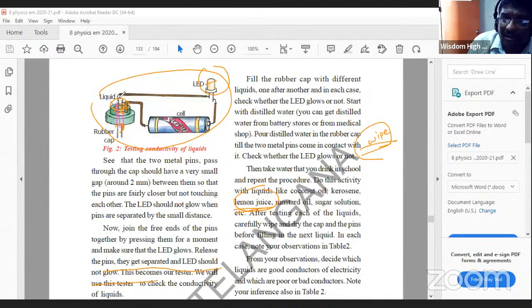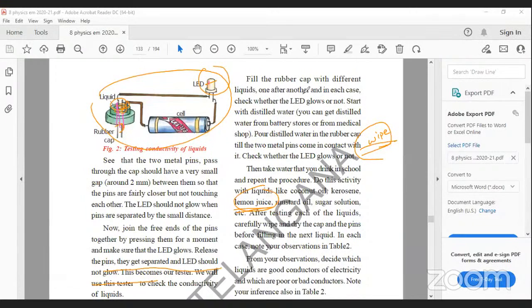Without wiping the rubber cap of the injection bottle, the lemon juice already remains on the pins. When you replace it with distilled water, the bulb can still glow, even though distilled water is actually a bad conductor of electric current. So this may not give an accurate result.